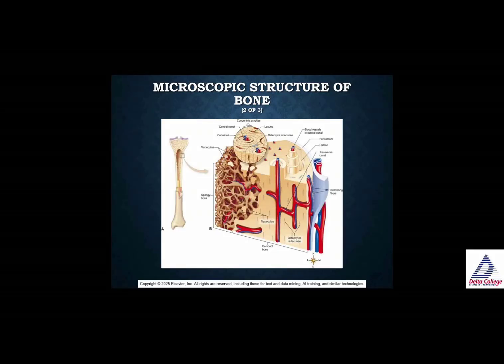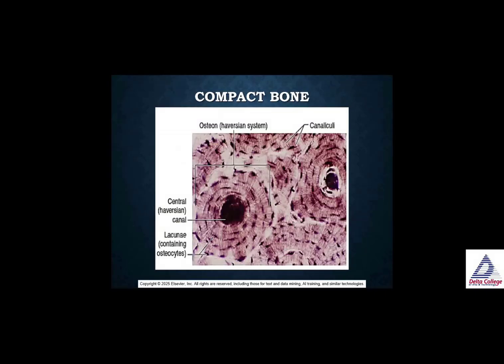So here you can see more of the microscopic structures. And here's that Haversian system, the osteon that I was talking about. It's also known as Haversian system. And you can see where it contains osteocytes.